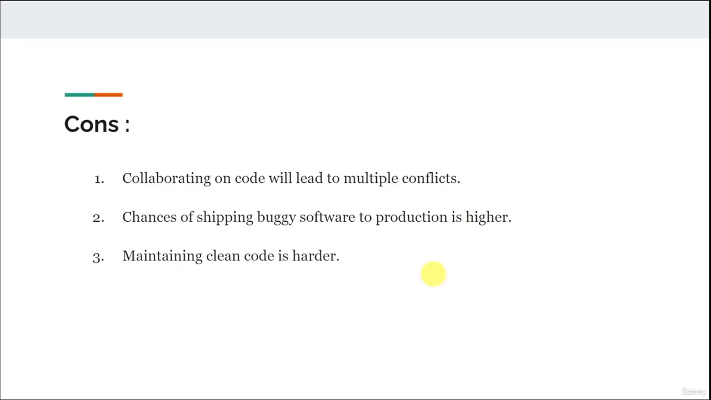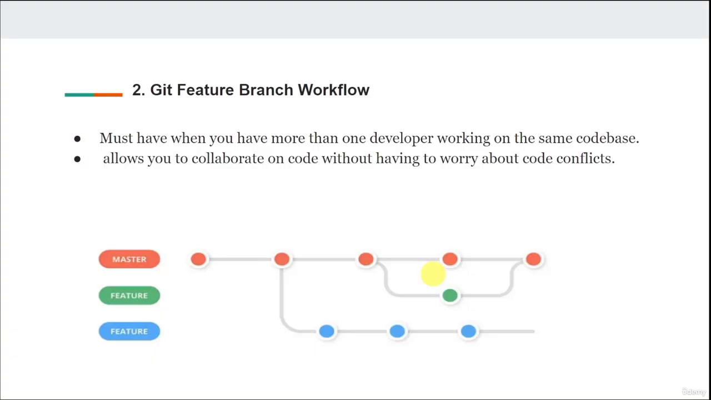But when we start working with a team or a big project, there will be different developers, and that time it will cause an issue. So the second one is the Git feature branch workflow. In its name itself, there is a feature branch.